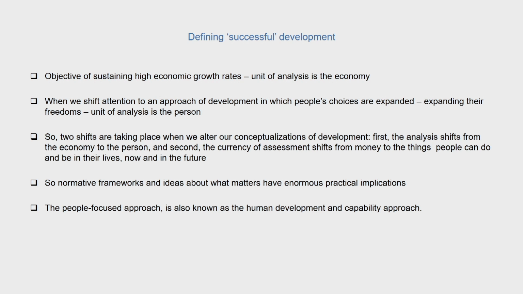And the second shift is with regard to the currency of assessment of these two approaches. In the first case, in the case of high economic growth rates, the currency of assessment was incomes, and in the second case, we are concerned with people's freedoms. We are concerned with what people can do and be in their lives now and in the future.